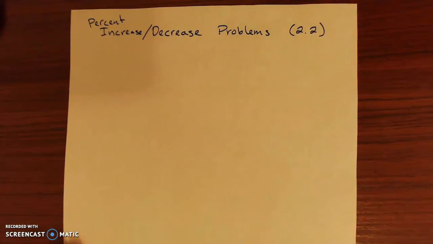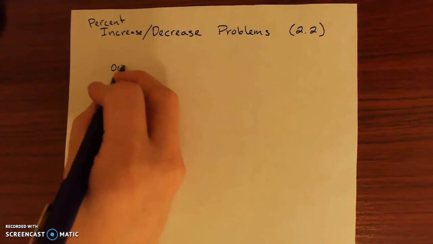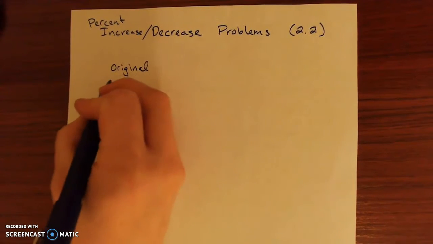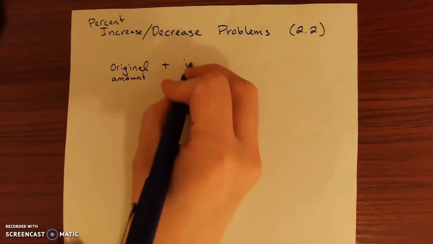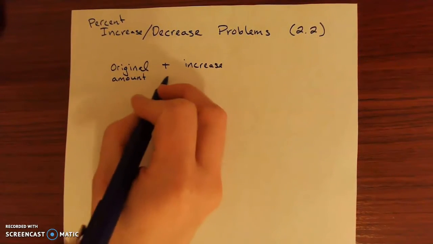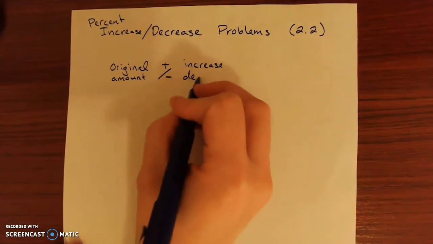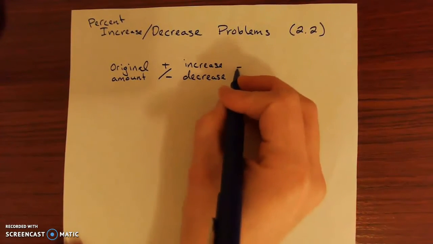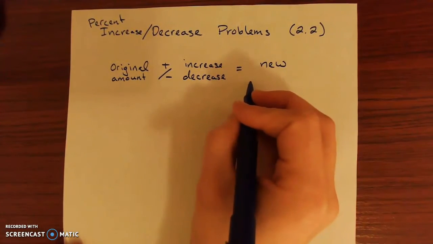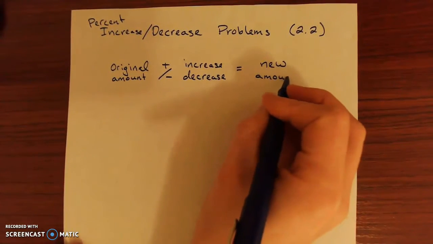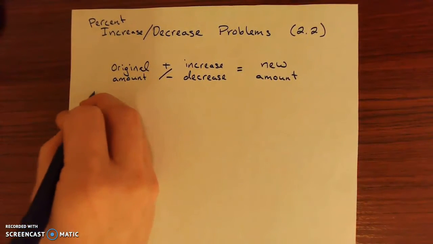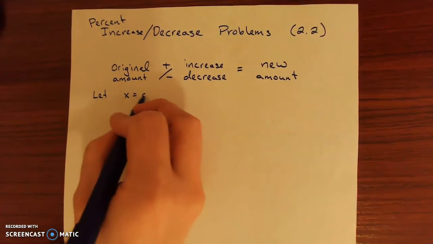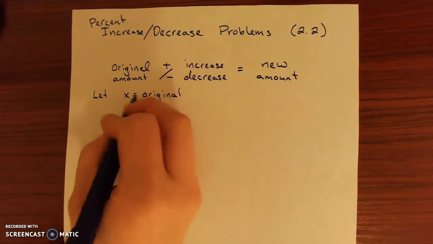So basically all of them are going to be set up the same way. When you have an original cost or an original amount, whatever type, you'd want to add whatever the increase is, or subtract whatever the decrease is to give you the new price or the new amount in general. So in most cases, you would let X be the original price, or original amount of whatever it is.